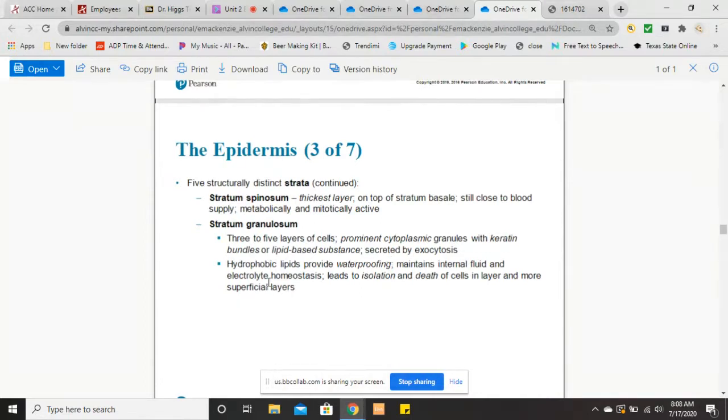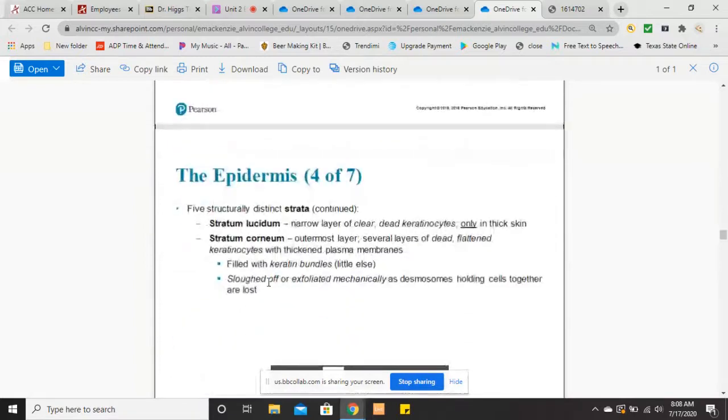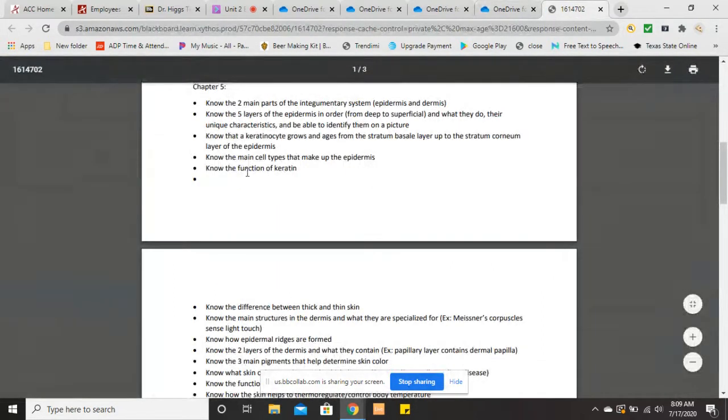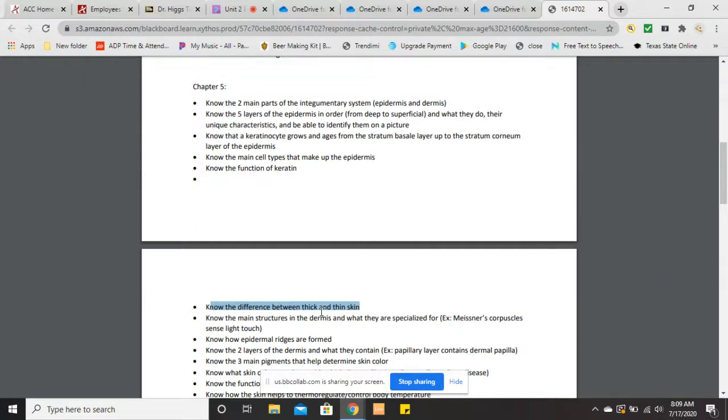So any layers above it will have dead cells. That's the two last layers. Stratum lucidum and the stratum corneum both contain dead cells because they've been cut off from diffusion by all the keratin in the stratum granulosum layer. But what else is unique to them? Remember, the stratum lucidum is not found in all your skin. Oh, we got to remember, we have different types of skin. You got to know the difference between thick and thin skin. Remember, one difference is how many layers. Remember, thick skin has all five layers, while thin skin has four because it's missing stratum lucidum.